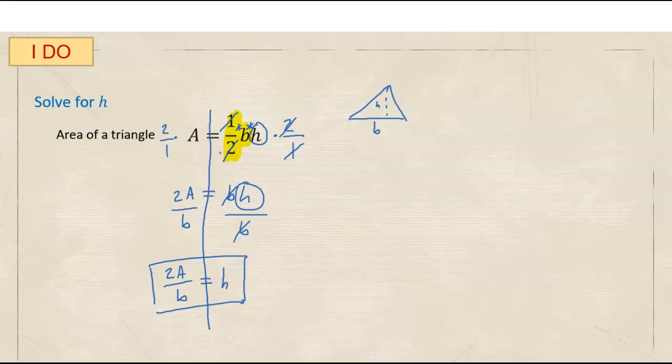Notice it's not any simpler than our original equation. When we solve literal equations, it really just means we've manipulated it. We've moved the variables around so that a different variable is by itself. So here we have h by itself. h equals 2a over b.